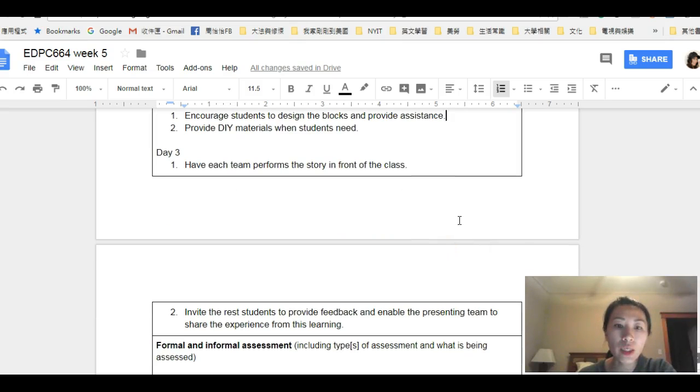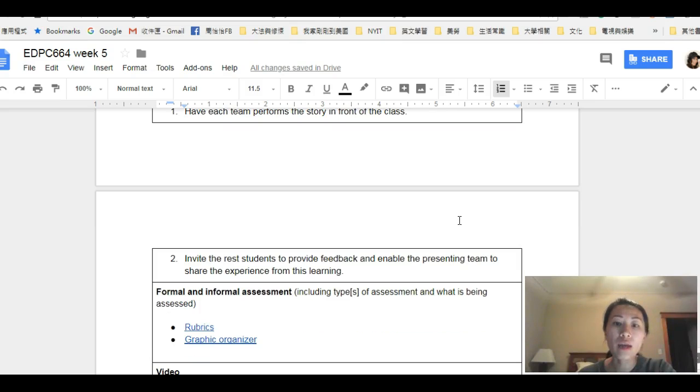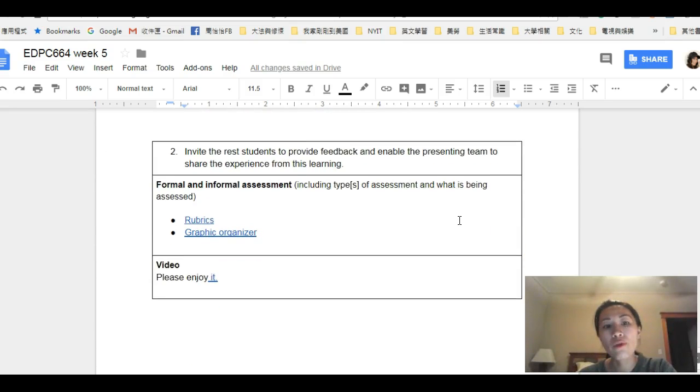Then on day 3, each team has to perform in front of the class, and they can also share their experience and get some feedback from the class. For the formal and informal assessment, as I mentioned, the rubrics and the graphic organizer, and also the film part of the plot in this story. Maybe that's not the whole story, but it can also demonstrate my intention.